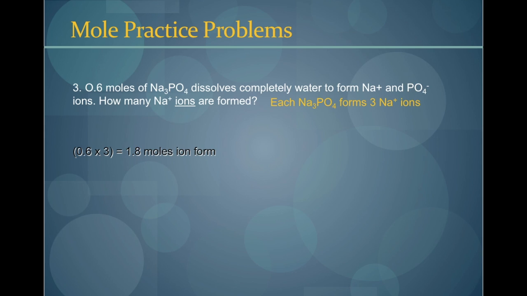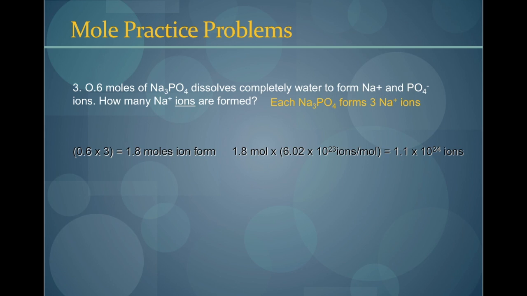So to do that, we need Avogadro's number, which is 6.02 times 10 to the 23rd ions per mole. So notice it's like particles per mole. In this case, the particles are ions. In other cases, it might be atoms or molecules, but we're looking for ions here. And I arranged it so that ions is on top and moles cancels. And it turns out that we will have 1.1 times 10 to the 24 sodium ions formed.